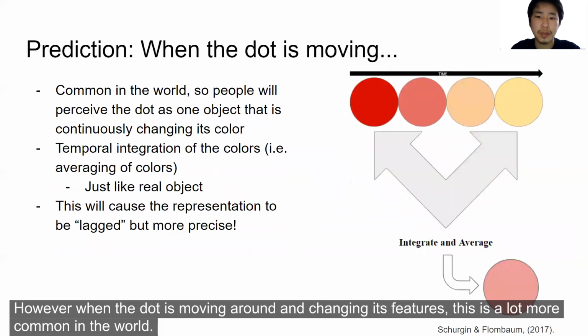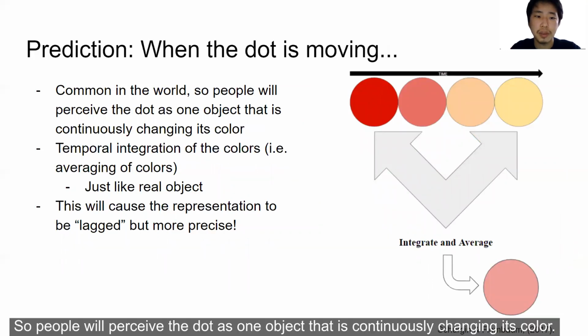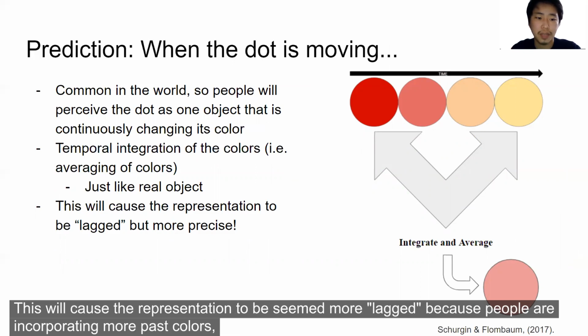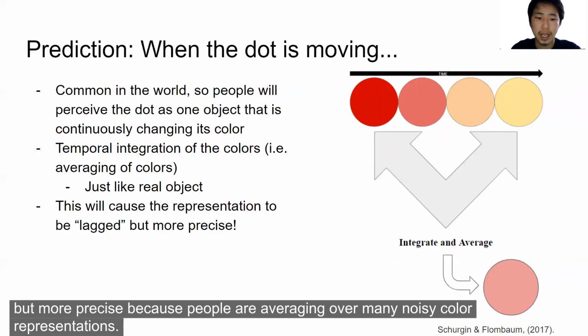However, when the dot is moving around and changing its features, this is a lot more common in the world, so people will perceive the dot as one object that is continuously changing its color. This will induce temporal integration of the colors, such as averaging of the colors, just like how you do with a real object. This will cause the representation to seem more lagged because people are incorporating more past colors, but more precise because people are averaging over many noisy color representations.